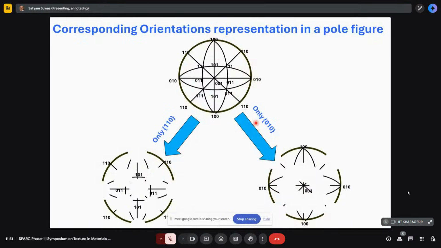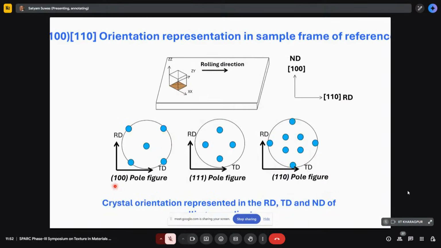So for example, if you want to project only 010, then you can have these planes, others will not appear. Then if you want to project only 110, then only 110 type of planes will come, others will not appear. And so, how do these pole figures relate to the actual crystal?